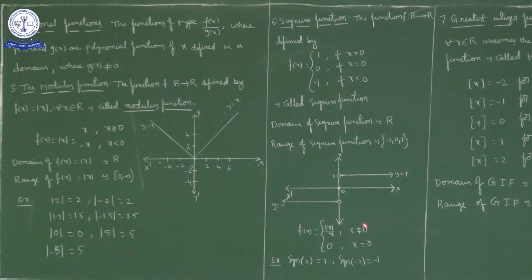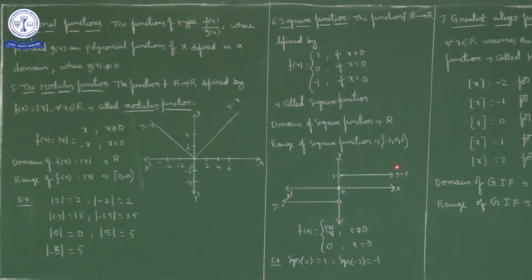The actual definition of the Signum function is this: f of x equal to mod x by x for x not equal to 0, and 0 for x equal to 0. For x positive, mod x is x, so x by x is 1. So f of x is equal to 1 for x positive and f of x equal to 0 for x equal to 0. For x negative, mod x is what? Minus x in the numerator, x in the denominator, x cancels, minus 1. So f of x is equal to minus 1 for x less than 0. This is the Signum function.